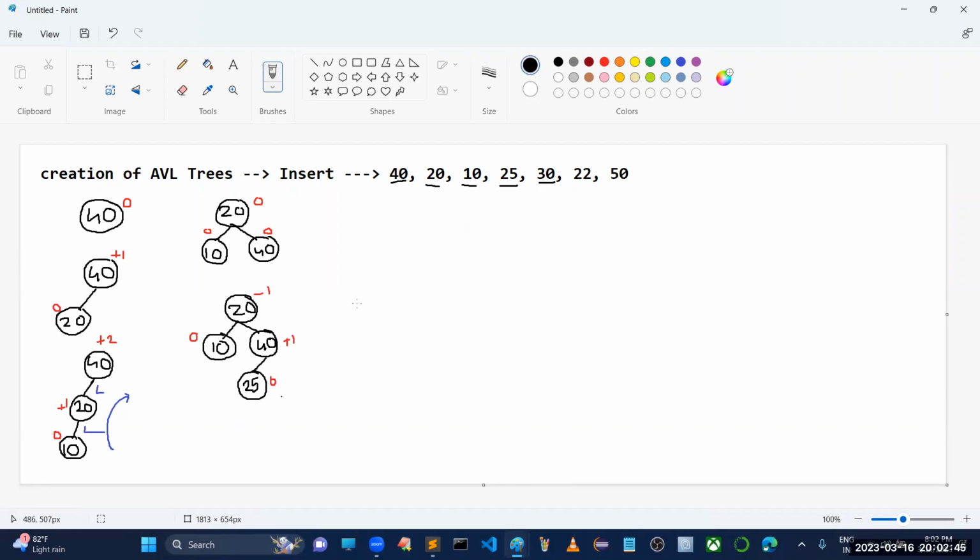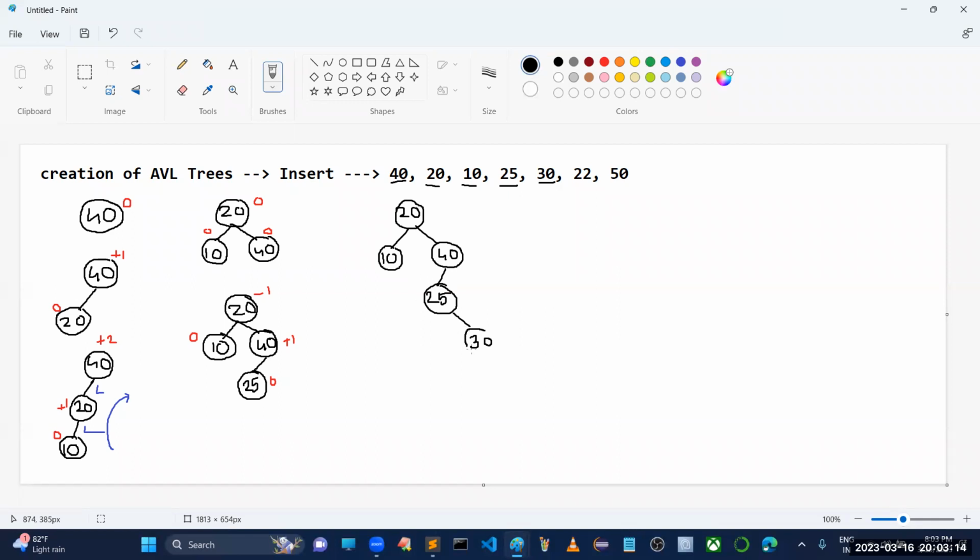We have to insert 30. Let us see how it will be. 20 is nothing but the root node. For this, 10 is the left subtree, already it is there. 40 is the right subtree, already it is there. 25 is there. Up to this there is no imbalance, everything is correct. By adding 30, greater than 20, less than 40, greater than 25, here we are going to add.